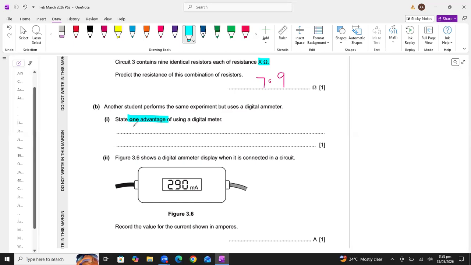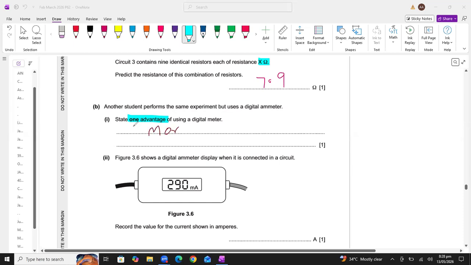Yes, there are chances of human error as well. That is parallax error. We cannot write the human error, we can write the parallax error. So it means we can write here more accurate reading. All right, we will get more accurate reading. Is it clear to you, students?